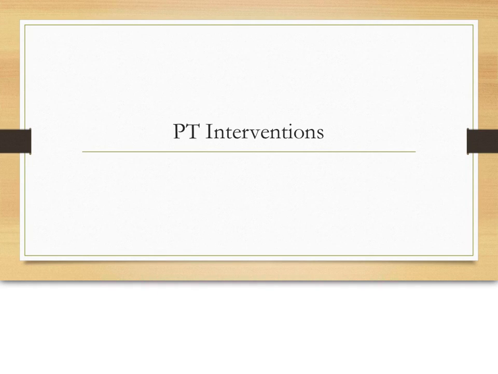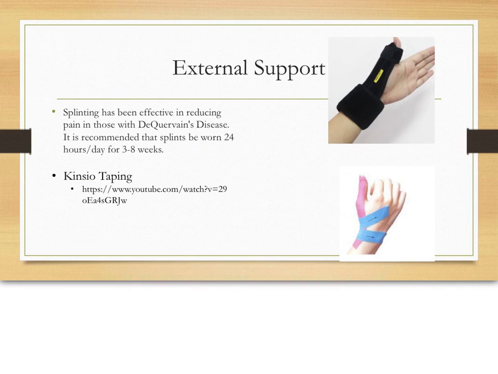Okay, now for the PT interventions. External support is one thing that you can use to help your patients with DeQuervain's. Splinting has been a really effective thing to do to help immobilize all of those tendons and the tendon sheath that could be causing pain. It's recommended that the splint be worn 24 hours a day for 3 to 8 weeks, with about 1 to 2 hours off to do strengthening and stretching exercises. Also, kinesiotaping has been proven to do about the same kind of thing as the bracing. And if you look right here, we've included a link for how to tape for DeQuervain's.